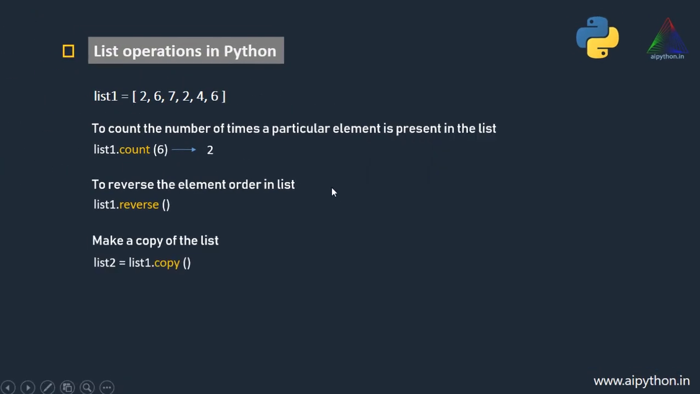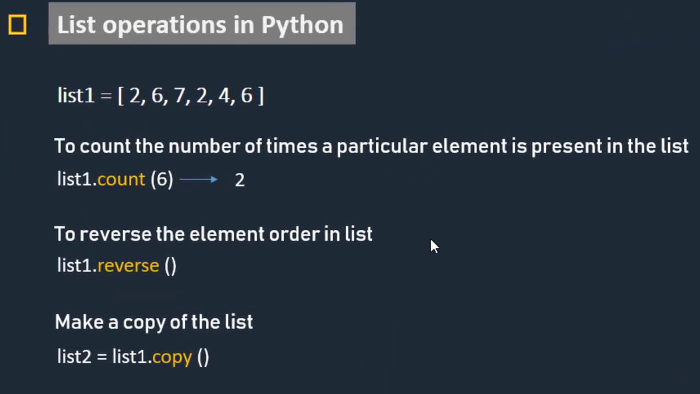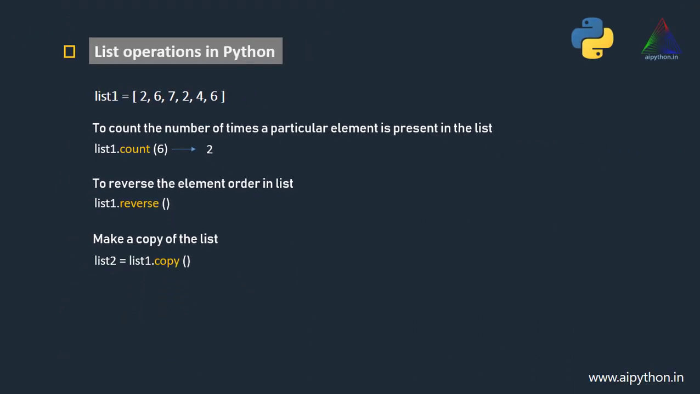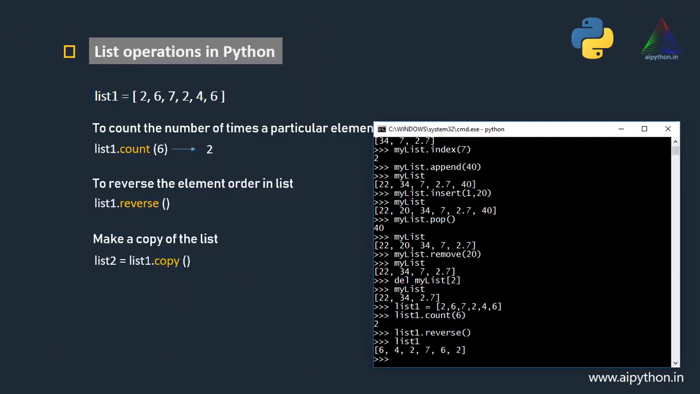Now to make a copy of a list, in case you wanted to copy a complete list into another list and then use it for further processing, we have a command in Python called the copy command. You can use list1.copy, or the name of your list.copy, to copy a complete list. So we'll see through an example.